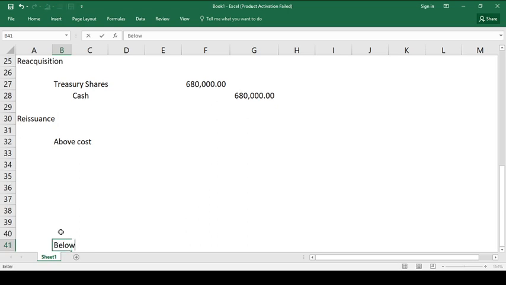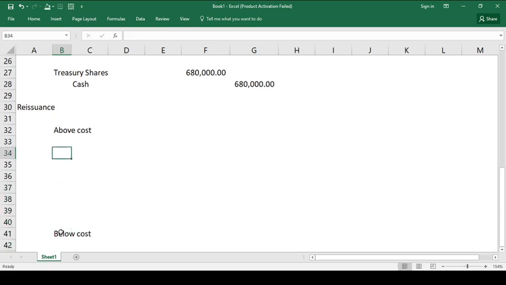Pwede pong ma-reissue yan above cost or below cost. Ano po ba ibig sabihin ng above cost or below cost? Pag sinabi ko pong above cost of the treasury share, cost of the treasury share, and then below cost of treasury share.